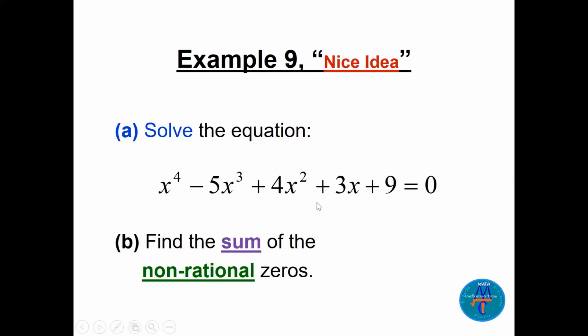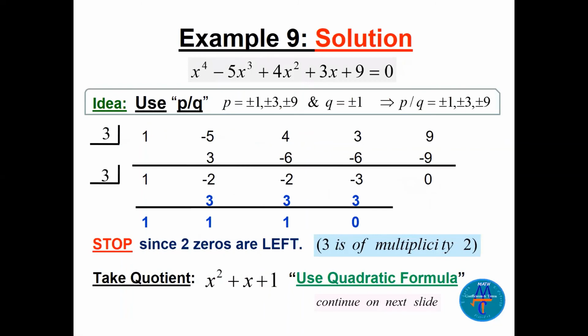Since we cannot factor this easily, what can we do? We use P and Q. So P over Q will be plus or minus 1, plus or minus 3, plus or minus 9. You can start with any number and do the synthetic division. Let's make sure the numbers are correct: 1, minus 5, 4, 3 and 9.